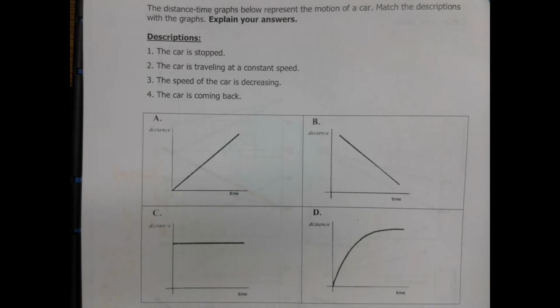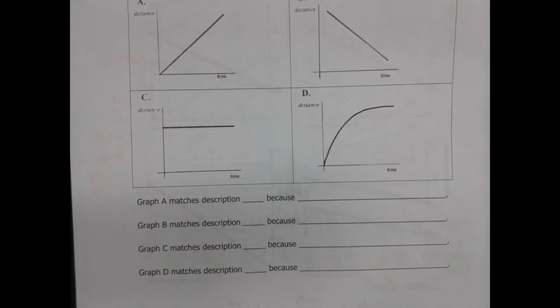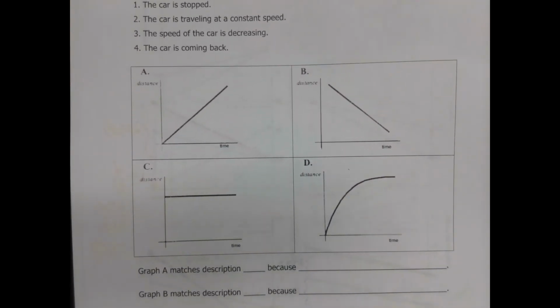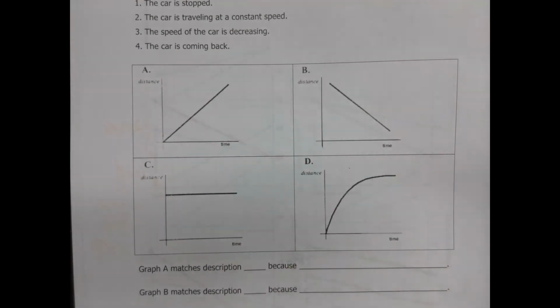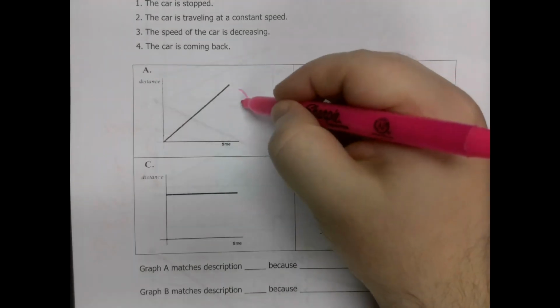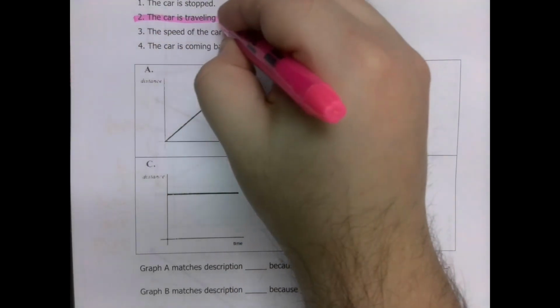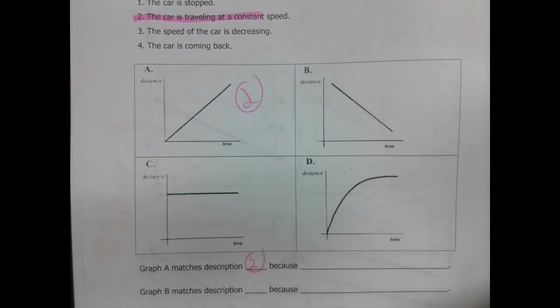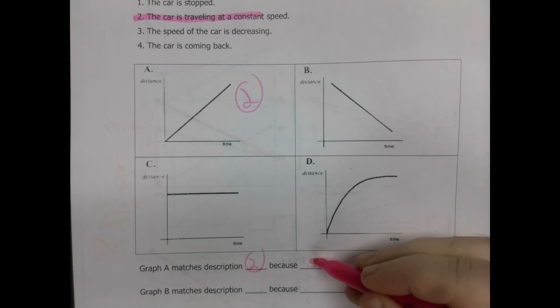So, the distance time graphs below represent the motion of a car. Match the descriptions with the graphs. So, graph A matches which number? So, the constant speed. And we know this because it's a straight line.